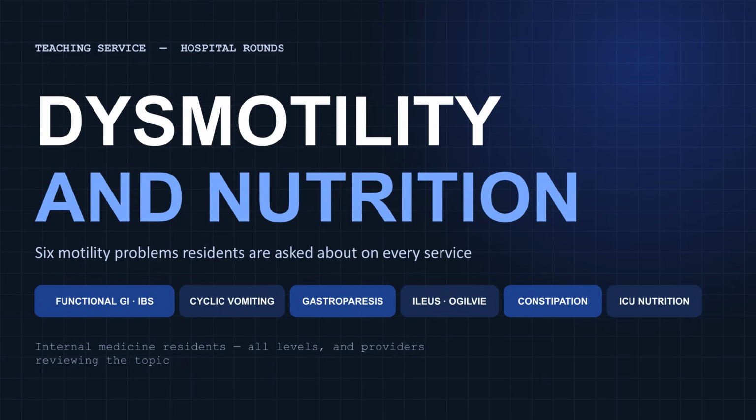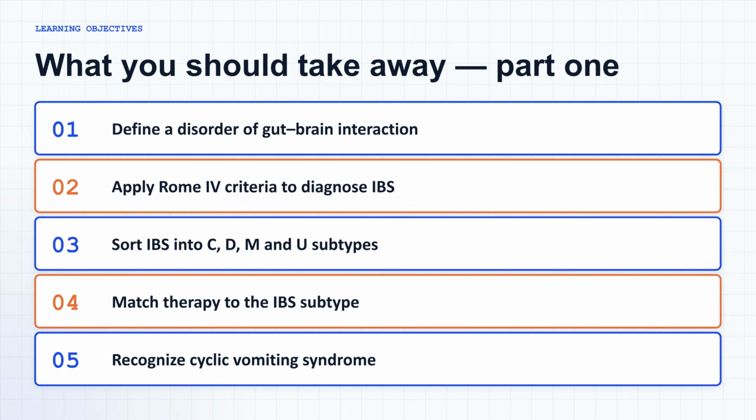Have a piece of paper ready. Commit to an answer before each reveal. You will remember it far better that way. Here's what you should walk away with. First, define a disorder of gut-brain interaction and explain why that phrase replaced the older word functional.